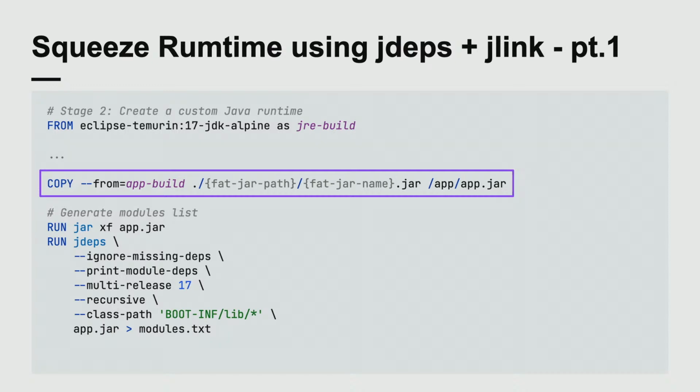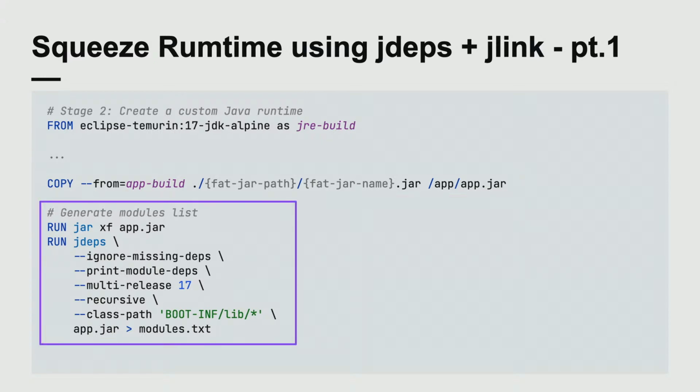in your Java runtime. So we can do a little modification in our stage 2. On stage 2, we can copy the jar file from your previous stage, and then we can use the jar command to filter out your jar file, and then we can use JDeps to analyze your jar file, and then we can know which modules you use and export it as a text file. So you can see that we can export it as a modules.txt file.